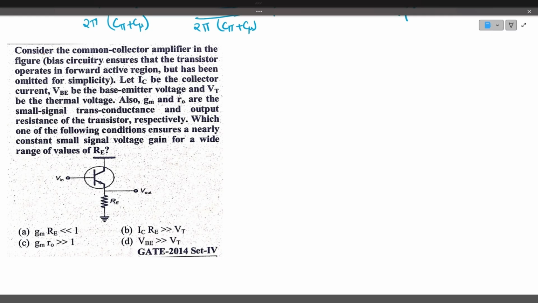We'll see the next question. Consider the common collector amplifier in the figure. Bias circuitry ensures that the transistor operates in forward active region, but has been omitted for simplicity.